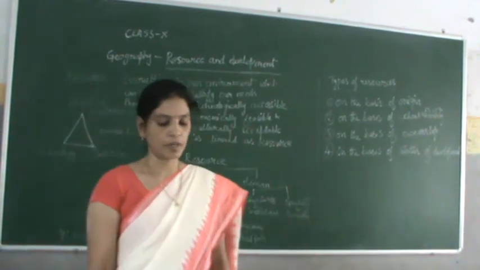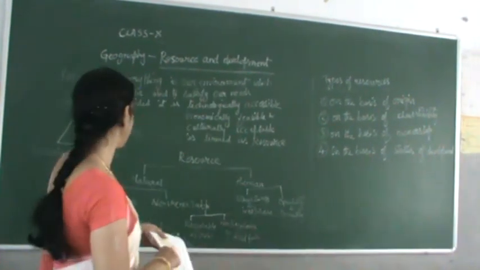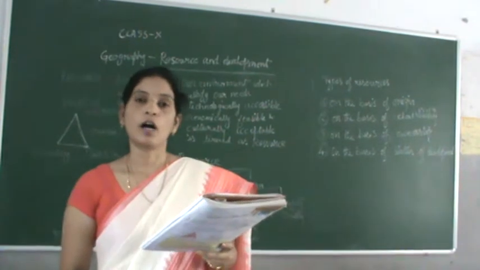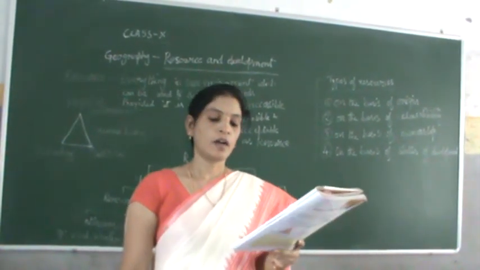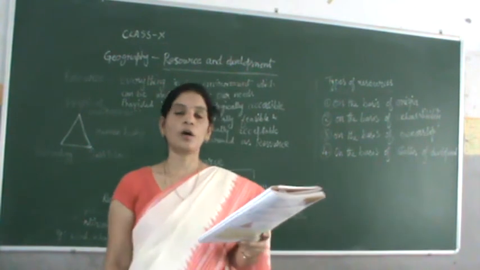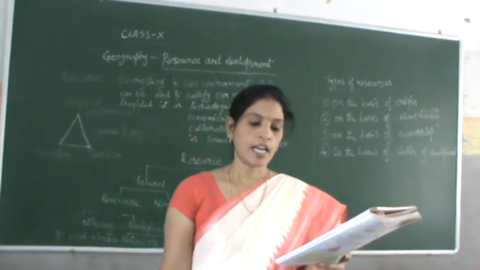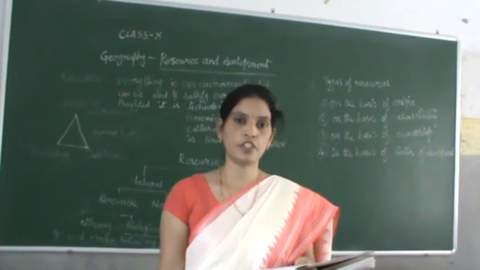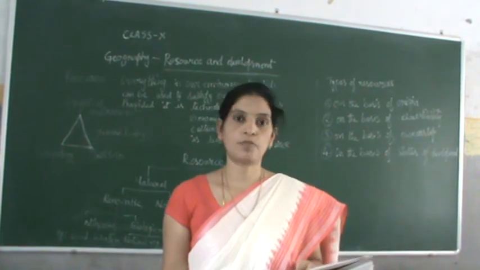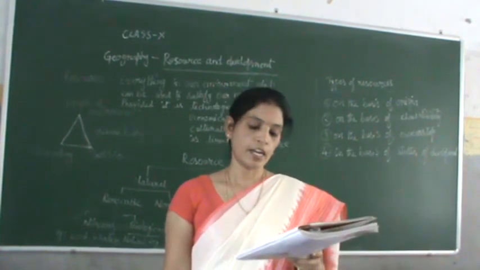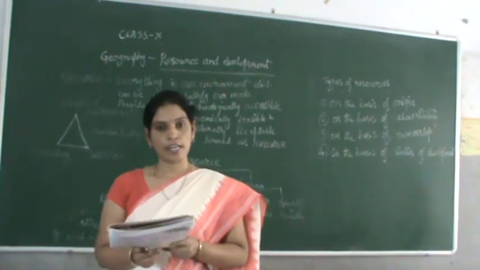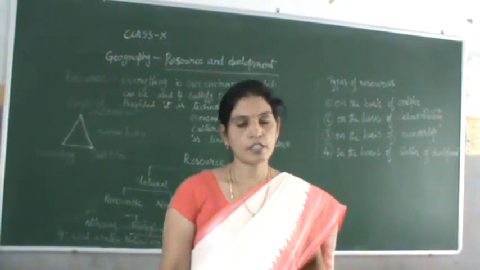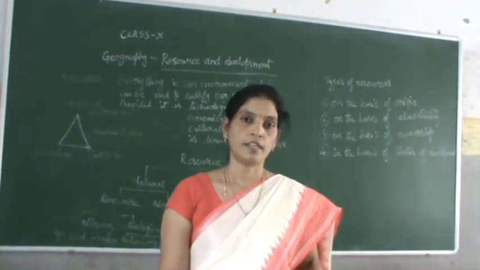So, in this chapter we are going to learn about what is resource, what are the different types of resources, and how the resource development takes place, what is resource planning, how can we conserve these resources, and land as a resource, and also land degradation and conservation measures, soil and different types of soil and their characteristics, and also we are going to learn about soil erosion and conservation. So coming to resource and development, our geography's first chapter.